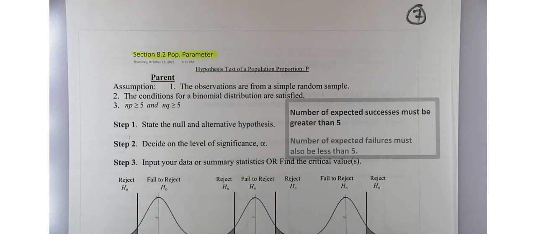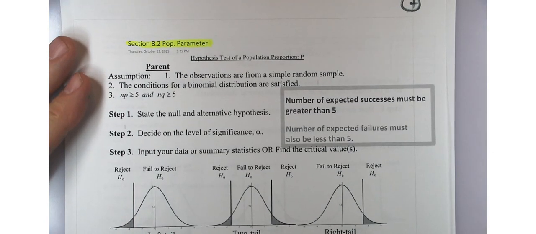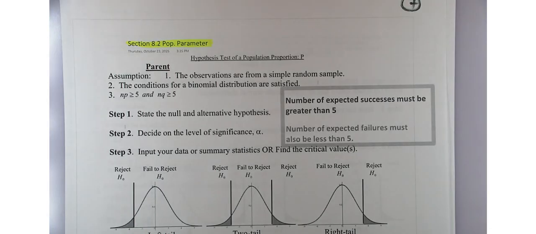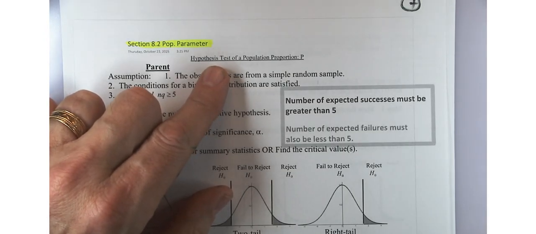Now, one big difference between a math class and a stat class is that in a math class, you prove things. In a stat class, we're pretty sure. We're 95% confident, but we can never actually prove things in a stat class, Vlad. So let's talk about hypothesis tests for a population proportion.